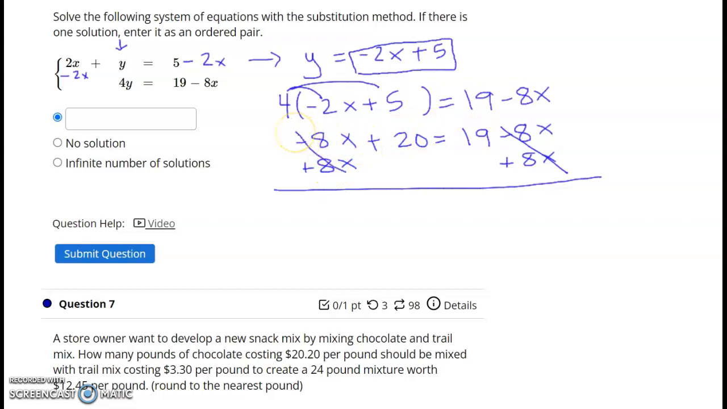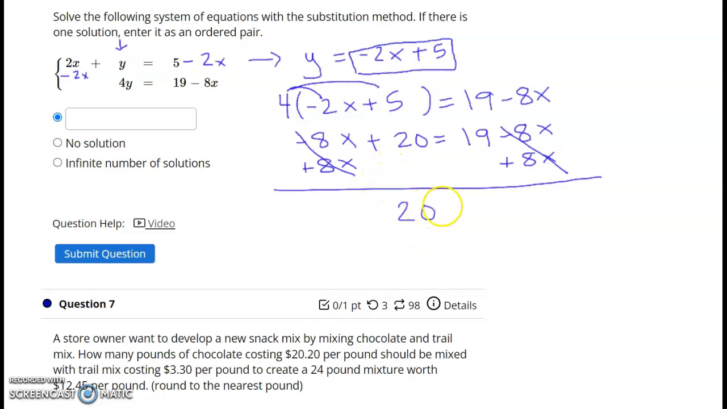Is there an x left over? No, there's not. These are both just 0. You don't even have to write anything. If you want, you can write 0, but I'm not going to because there's nothing left. They're completely eliminated, and I'm just left with a positive 20.